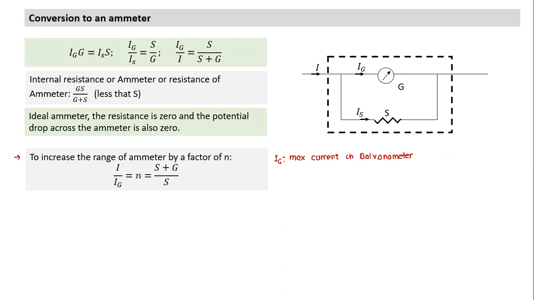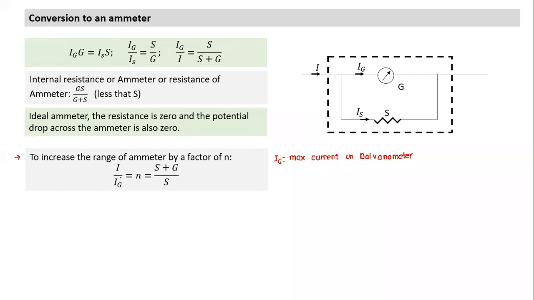That's the factor by which I am increasing the range of the ammeter by having a shunt. What factor? I by Ig. Is that clear? So what is I by Ig equal to from this equation? I is a large value, Ig is a small value, and in terms of remembering the formula, it becomes easy.